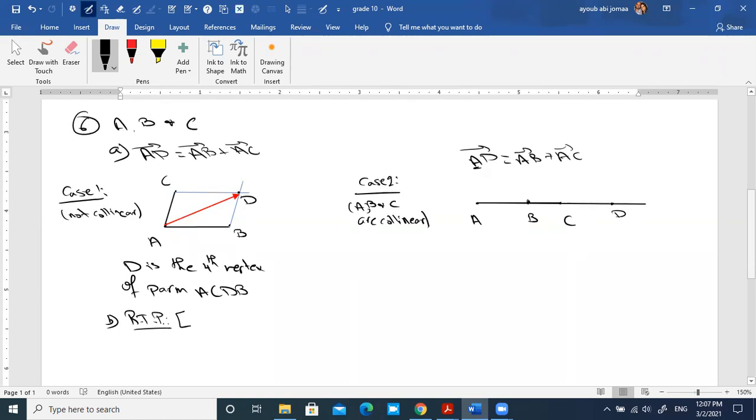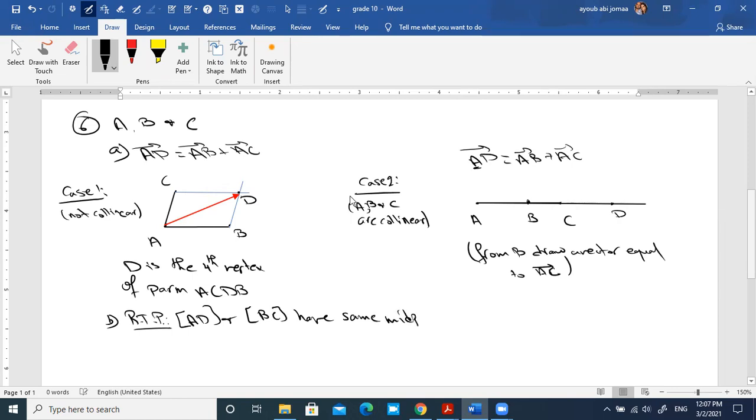To explain it, from B, draw a vector equal to AC. Now, required to prove in part B that segment AD and segment BC have the same midpoint.